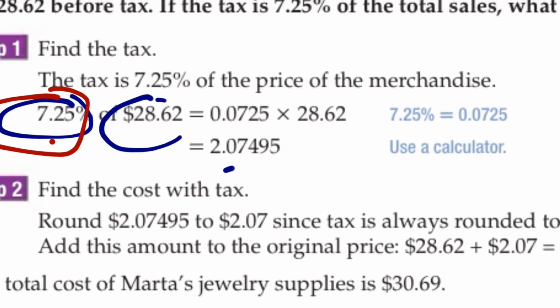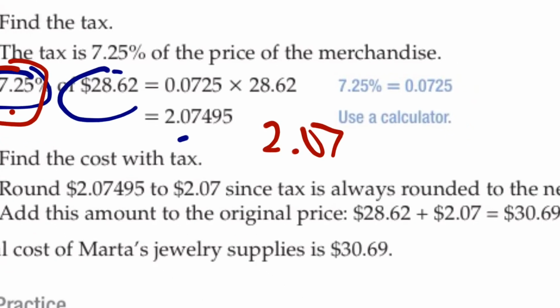Okay, we have to round it to the nearest cent. Since it's a 4, that means it's 2.07. So now how do I get the final price?